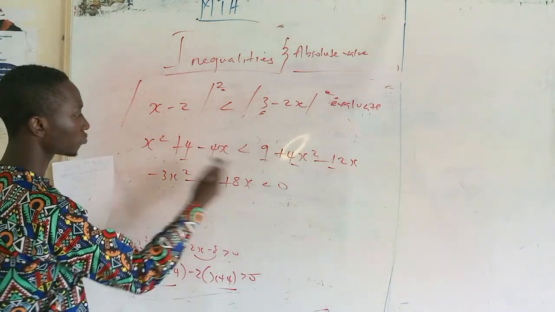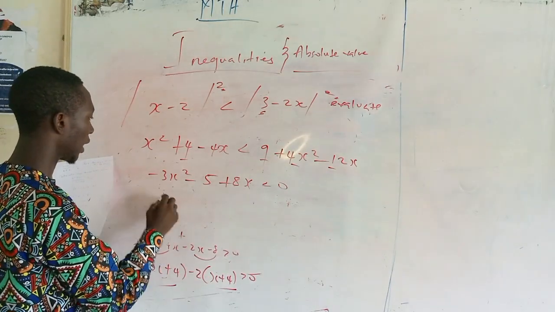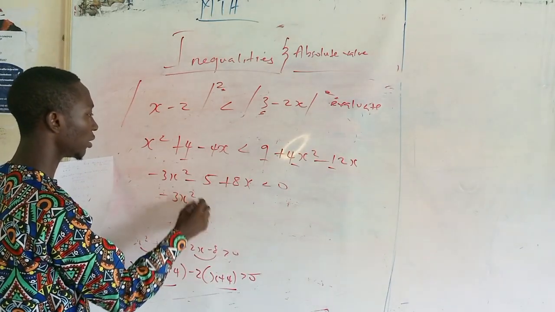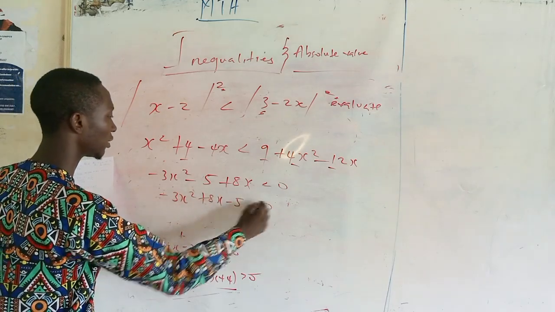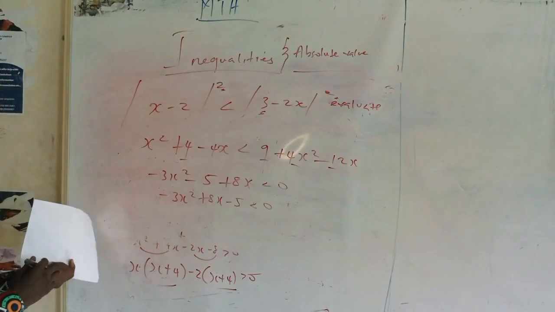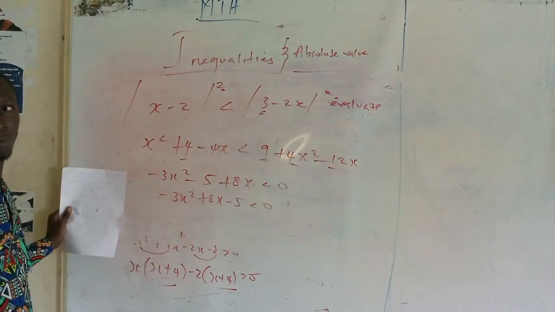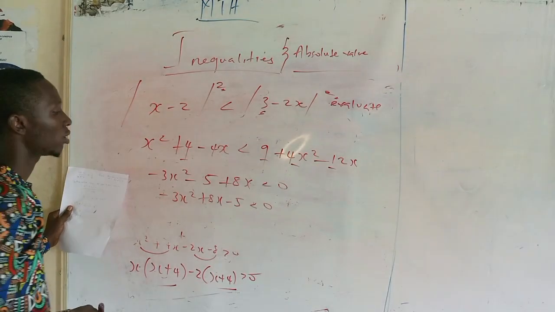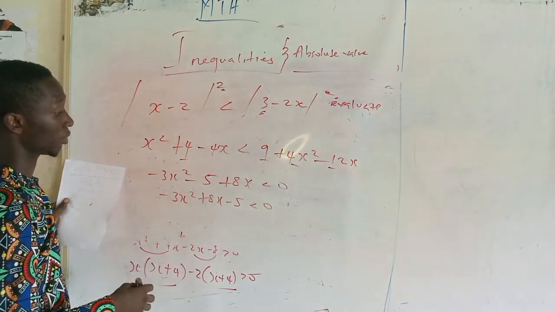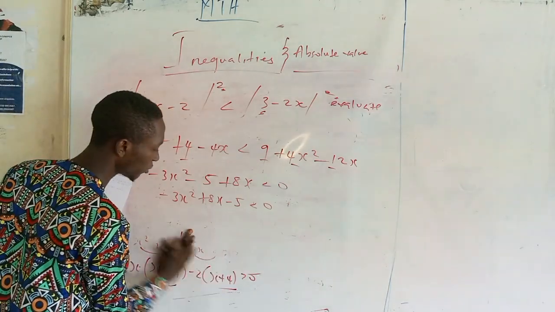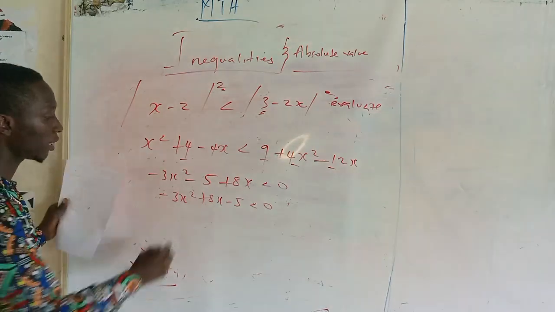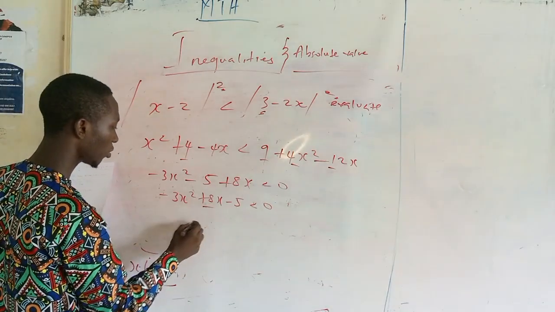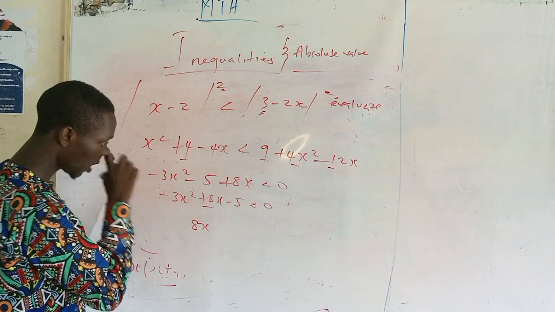So therefore, our inequality becomes minus 3x squared plus 8x minus 5 less than 0. So therefore, we can multiply by minus. But yes, we should factorize first before you multiply by minus. Factorize first before you multiply. Pick down the middle term. It becomes 8x. Are we together?